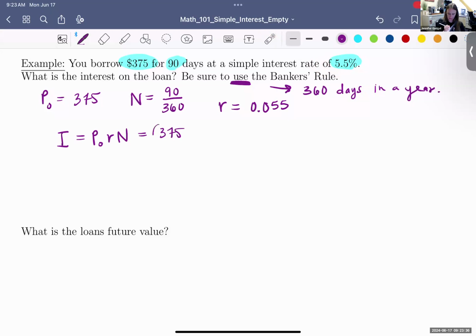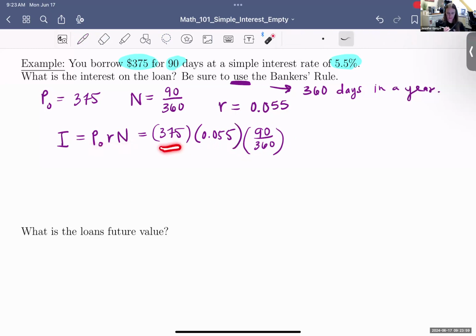375 times 0.055 times 90 over 360. I wrote them out of order, but multiplication is commutative, so you can put that value next if you wanted. Just to keep it consistent with how I wrote it here, P naught R N. Again, you could have them the other way, you're going to get that same value.